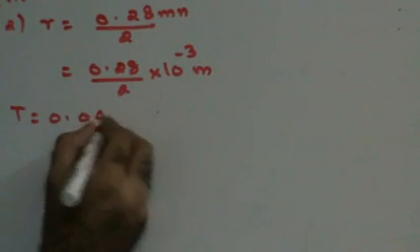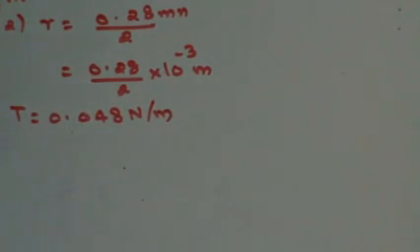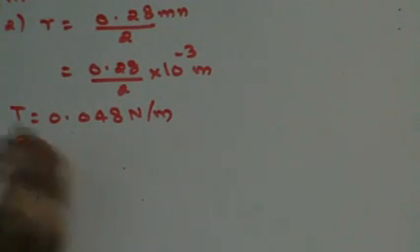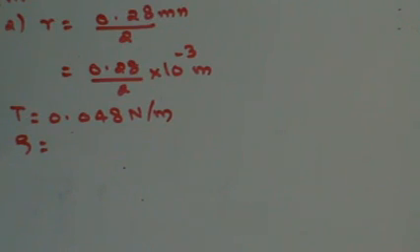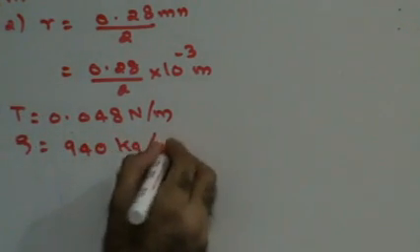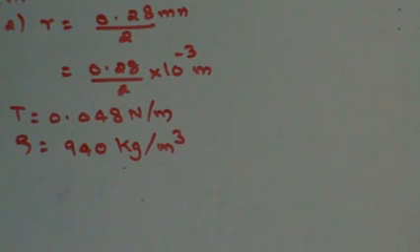of surface tension 0.048 newtons per meter. If the density of the liquid is 940 kgs per meter cube, find the height to which the liquid rises in the tube.